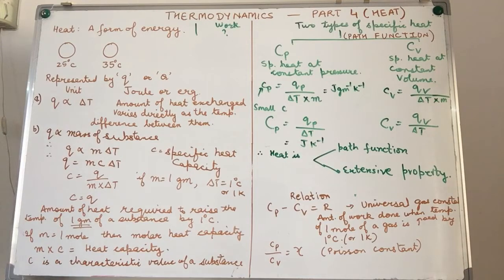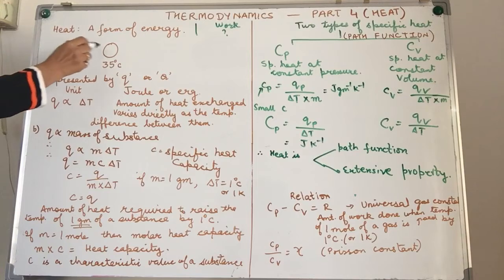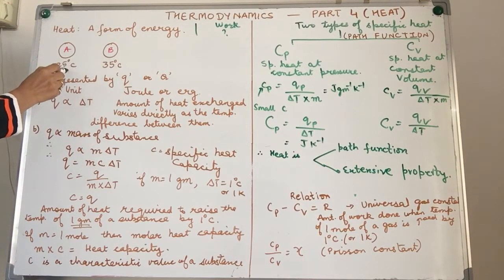What is heat? You've done in physics, a form of energy. What form of energy is what we are going to elaborate on today. Heat is a form of energy which tends to flow from one body to the other when there is a temperature difference between them. So, for example, we have two objects here, A and B. One is at a temperature of 25 degrees Celsius, the other is at 35 degrees Celsius.